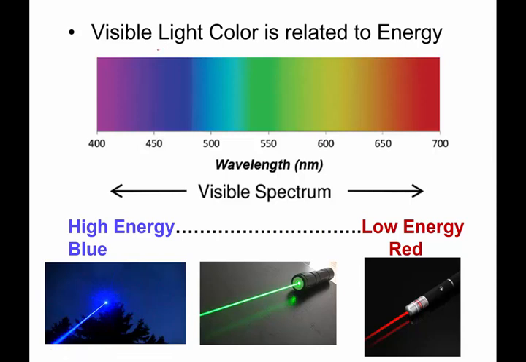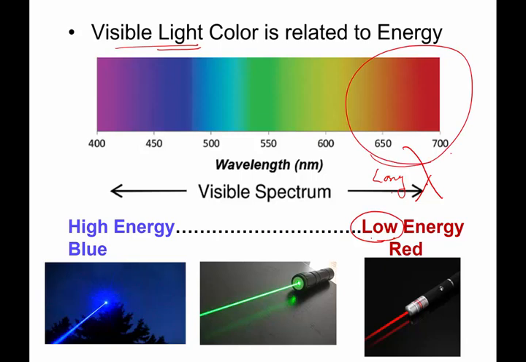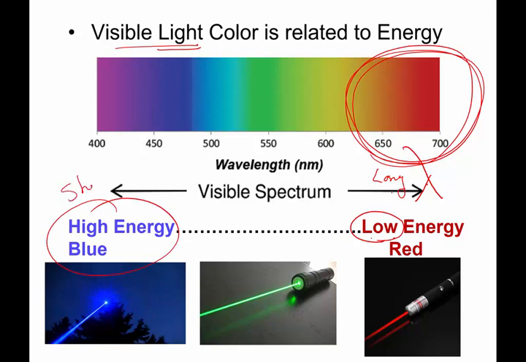Every color of light is related to energy. So things that have a long wavelength have low energy. Remember, the L's go together: long wavelength, low energy. If we're talking about just the visible part of the spectrum, we're going to find that on the red end of the spectrum. If we are looking at high energy, short wavelengths, we're looking at the blue and violet end of the spectrum.